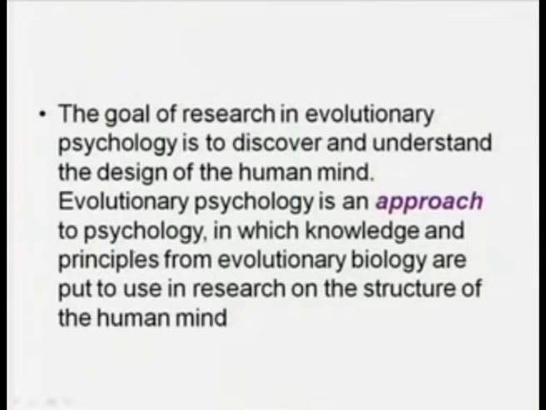Therefore, I am reading again, this time to show you how they converge, or agree on the motivation or the goal of evolutionary psychology. This is by Tooby and Cosmides, and we will take up their text in more detail in the next lecture, but simply reading from their primer on evolutionary psychology, this is what they have to say, and I am quoting them. The goal of research in evolutionary psychology is to discover and understand the design of the human mind. Evolutionary psychology is an approach to psychology in which knowledge and principles from evolutionary biology are put to use in research on the structure of the human mind.